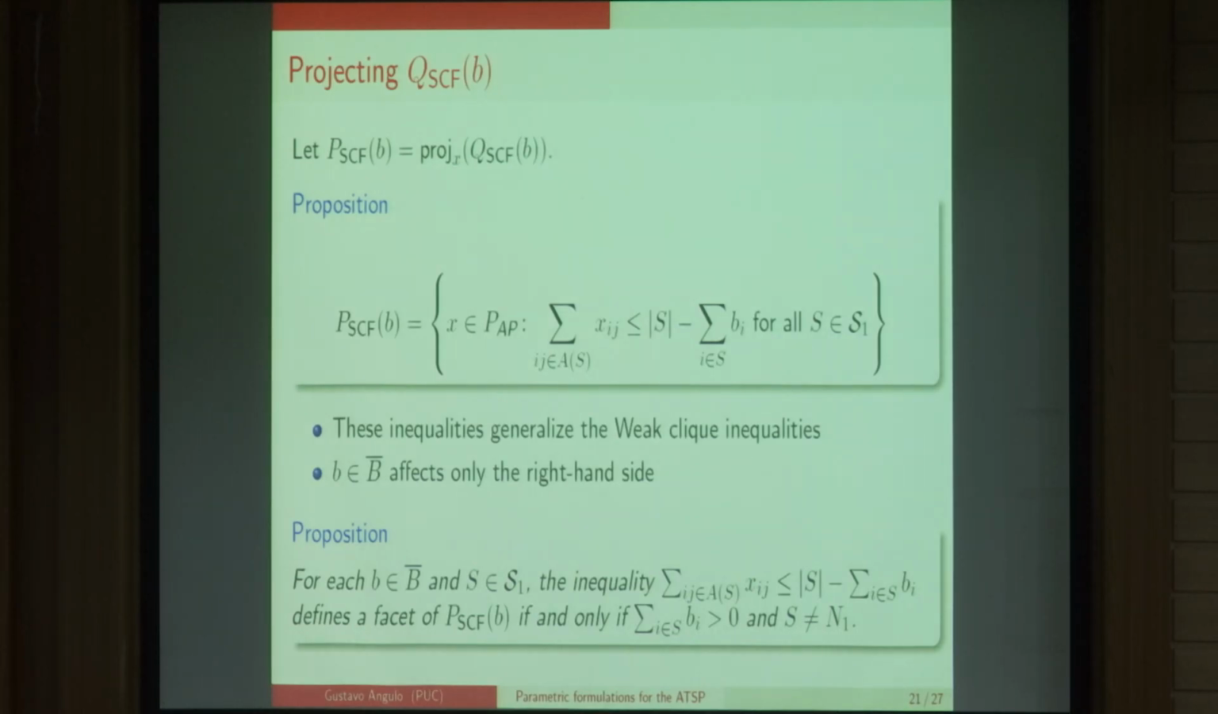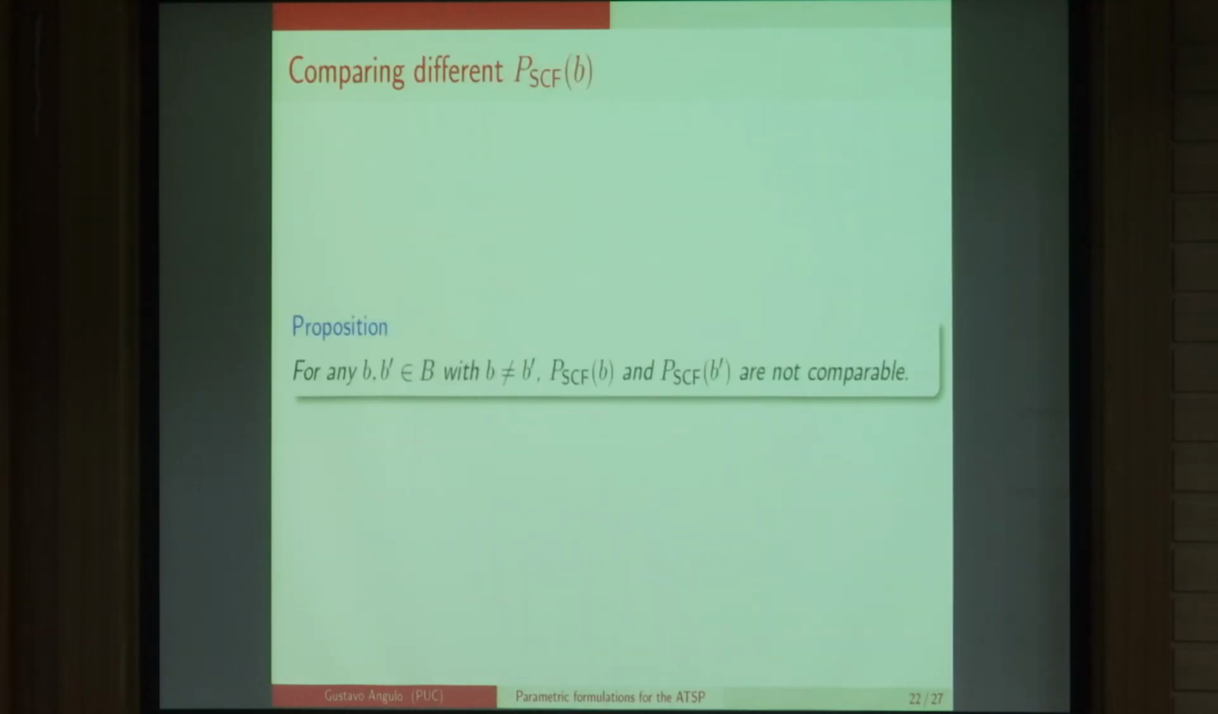Notice here that we can already see that, as in the MTC formulation, if we want this to hold for all B, for example, we will have to minimize the right-hand side. Therefore, we will have to maximize this term, and this maximum will be 1. So we can already see that. Again, we can characterize all the facets of this set, and again, we need this value to be 1, and the set S not being the complete set N1.